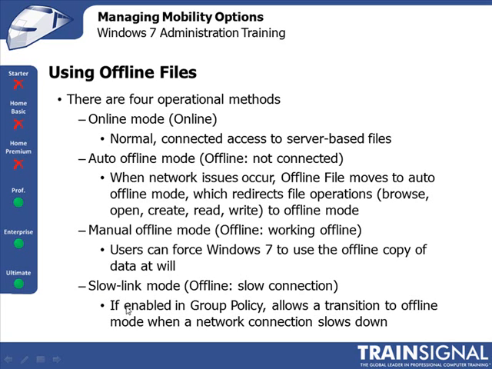In slow link mode, which has to be enabled via group policy, you can allow a transition to offline mode when a network connection slows down. You can say when a network connection gets below, say, 100 kilobits per second or 200 kilobits per second, it's usually definable. You can say that we're going to start using the offline copy of a file over this slow connection.